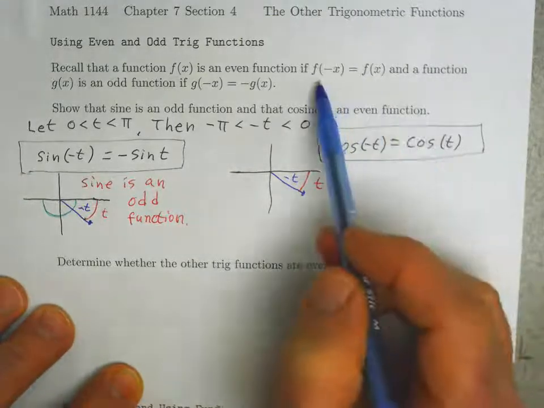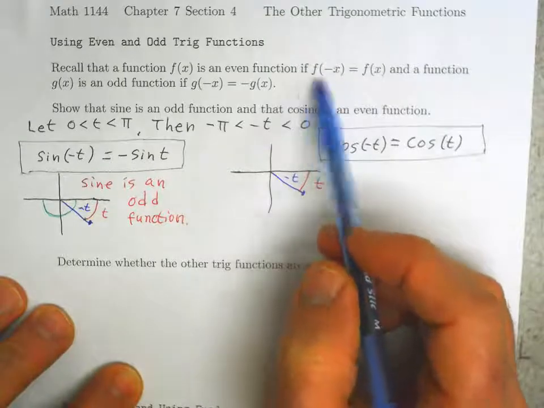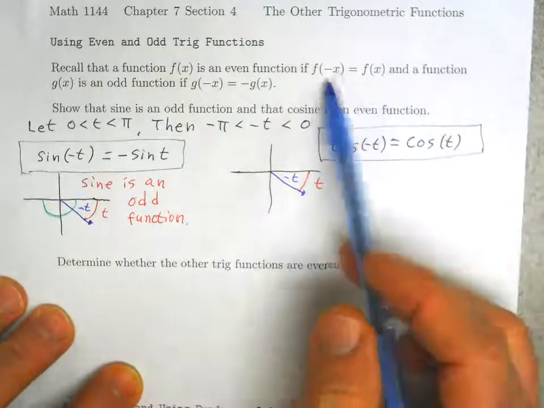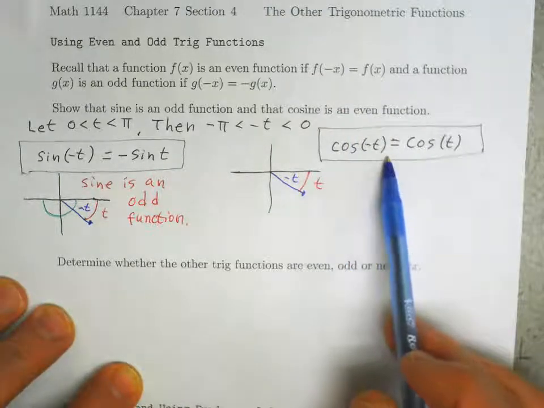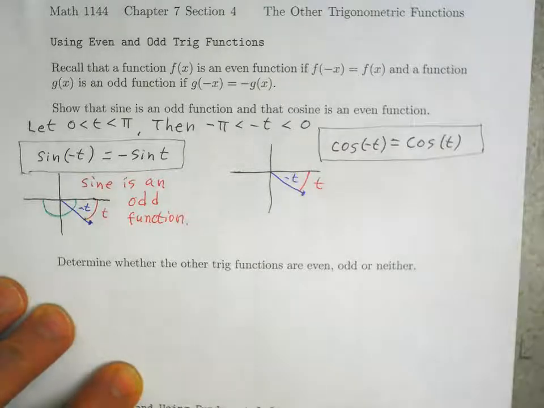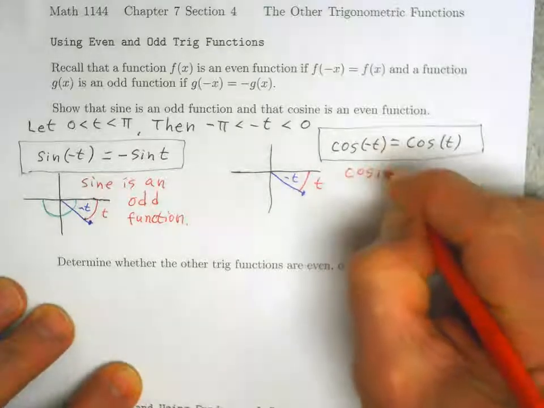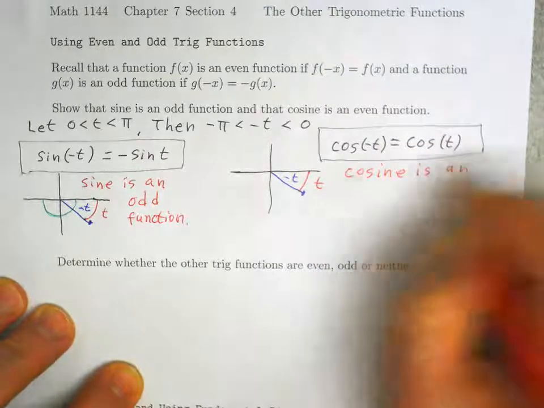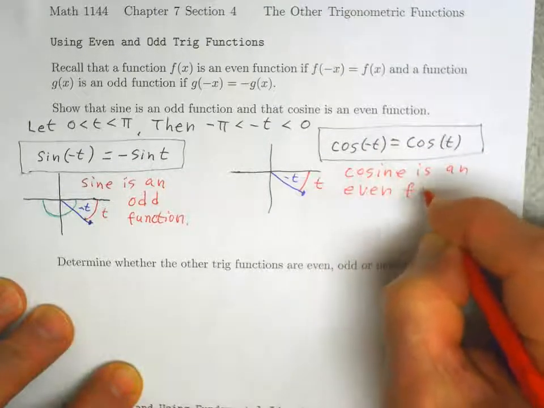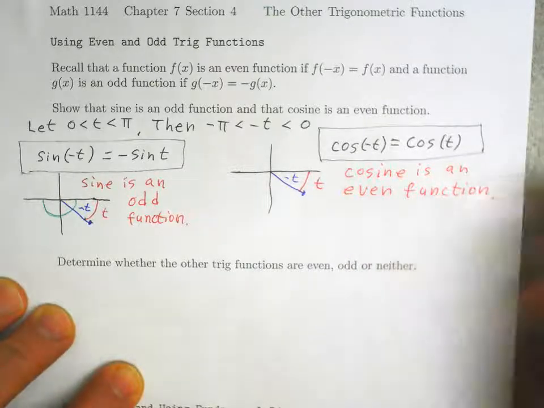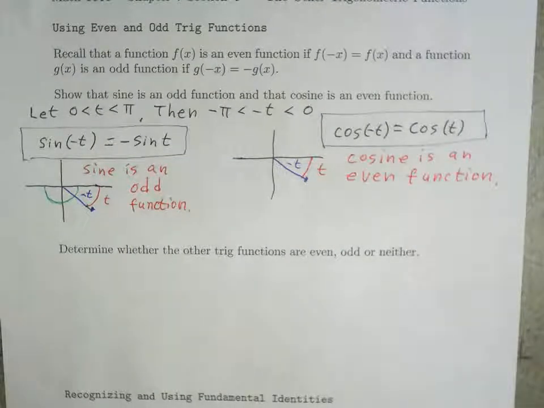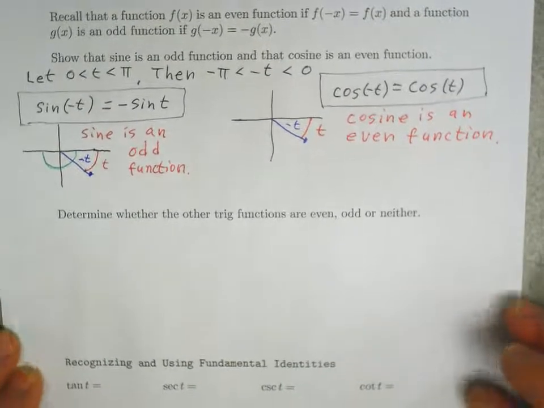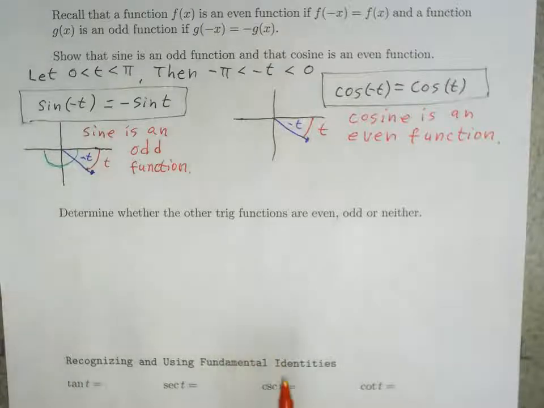It satisfies this part of the definition. If f of negative x equals f of x, then f is an even function, and that's the kind of function that cosine is. Cosine of negative t equals cosine of t. So cosine is an even function. Okay, well, now that we know that sine is an odd function and cosine is an even function, we can determine what the other four trig functions are, even, odd, or neither.